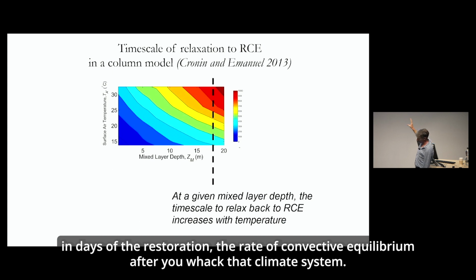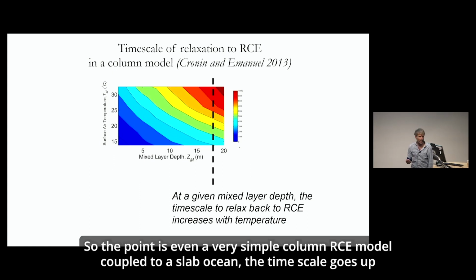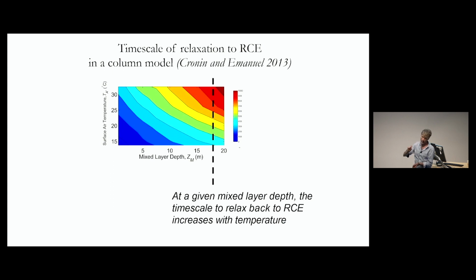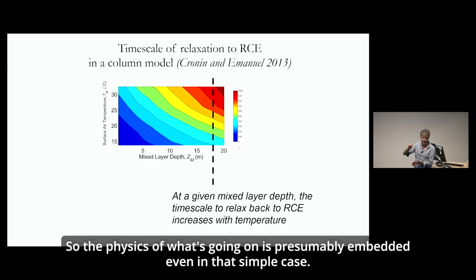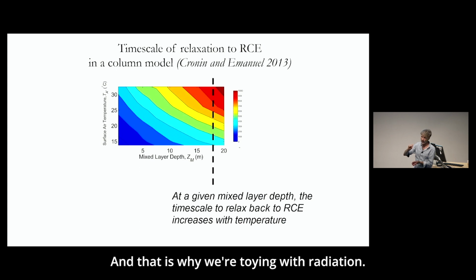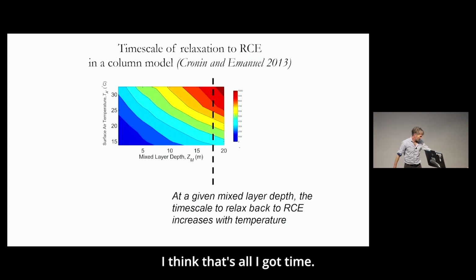of the restoration to radiative-convective equilibrium after you whack that climate system. The point is, even a very simple column RCE model coupled to a slab ocean, the timescale goes up substantially as you increase the temperature. So the physics of what's going on is presumably embedded even in that simple case, and that's why we're toying with radiation. So I think that's all I got.